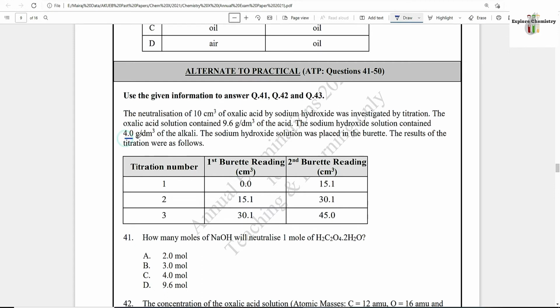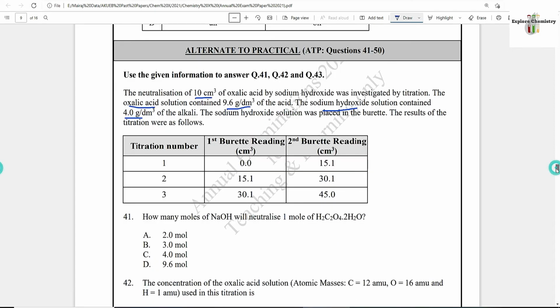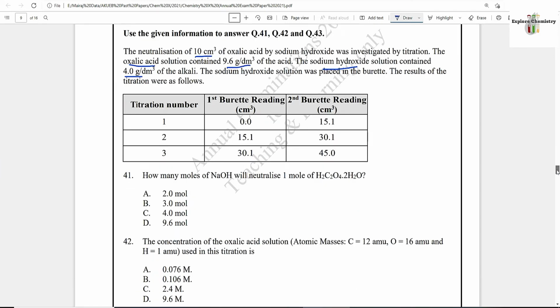Now see, amount of both are given, oxalic acid as well as sodium hydroxide, means concentrations are given. Oxalic acid volume is also given. Sodium hydroxide was taken in burette, so from burette reading you can recognize the volume of sodium hydroxide also. Now question number 41 is, how many moles of sodium hydroxide will neutralize 1 mole of oxalic acid?